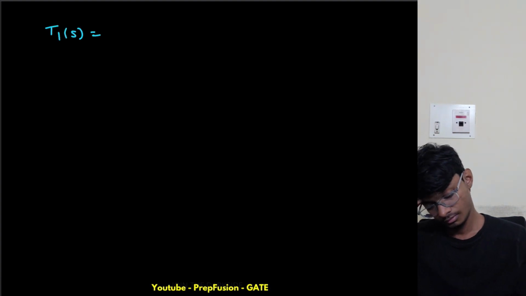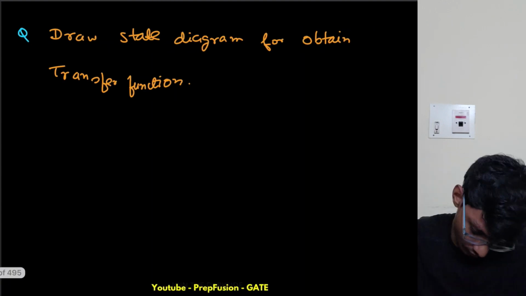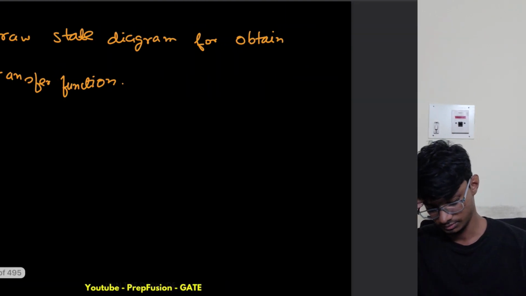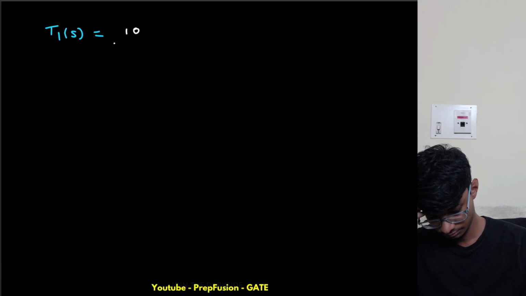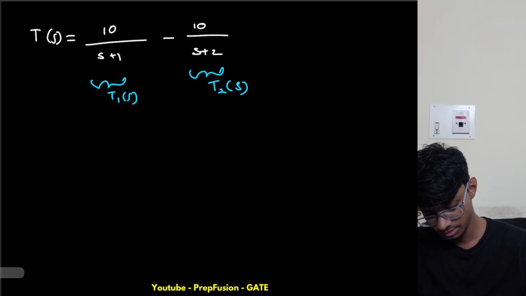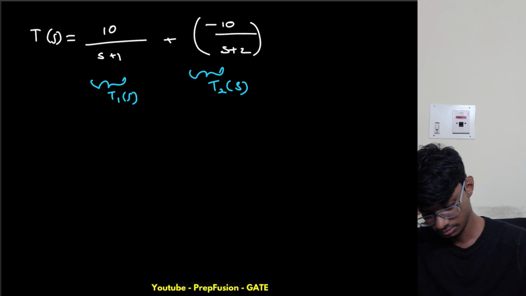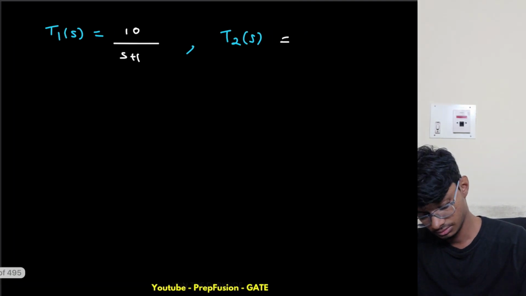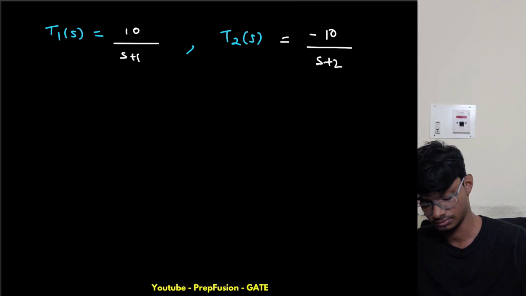Individually, what is my T1 of s? T1 of s is 10 by s plus 1. And what is my T2 of s? T2 of s is minus, it is negative, right? So I put the negative here and add this. It is minus 10 by s plus 2.